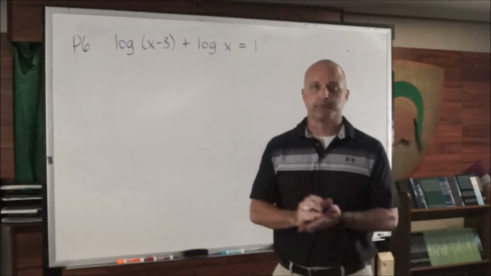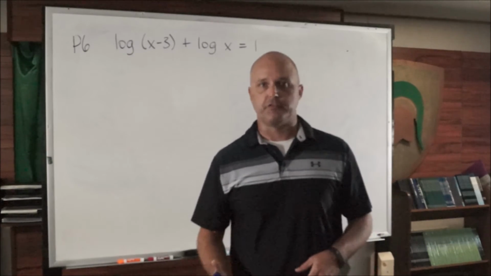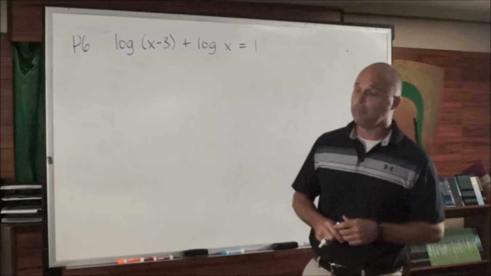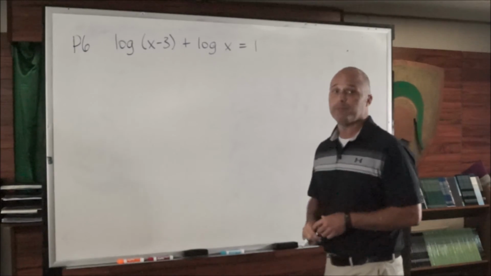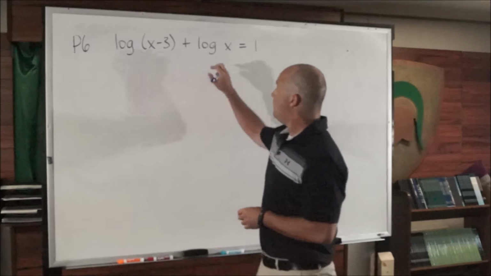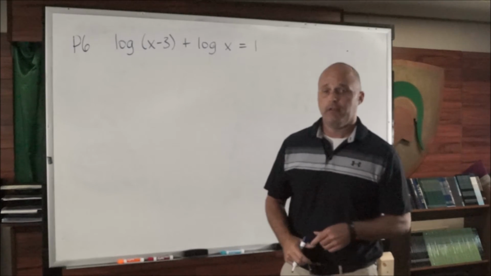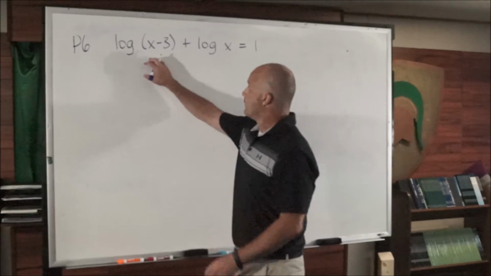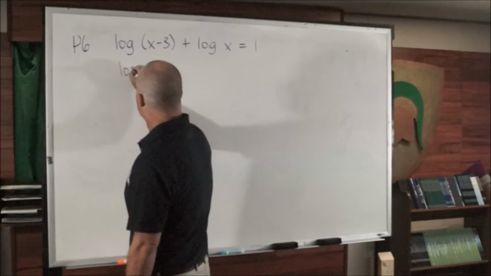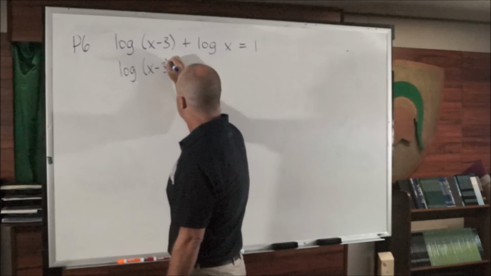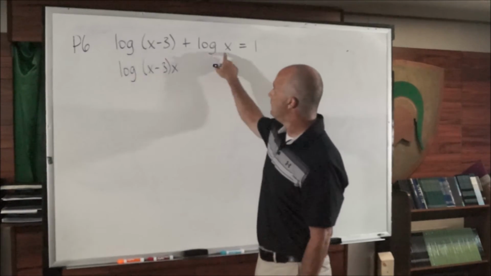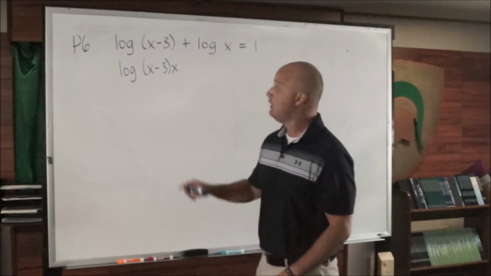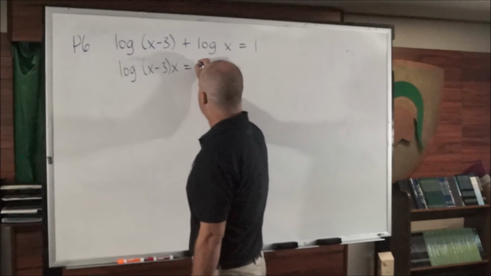For problem number 6, we're going to again use properties of logarithms to solve a logarithmic equation. So we've got log of x minus 3 plus log of x equals 1. Now both of our logs are common logs, so we've got bases of 10. So that tells us we can take these 2 logs and put them together. So we're going to get log of x minus 3 times x, because if we're adding logs together, we can multiply whatever's in this position. And that's going to be equal to 1.